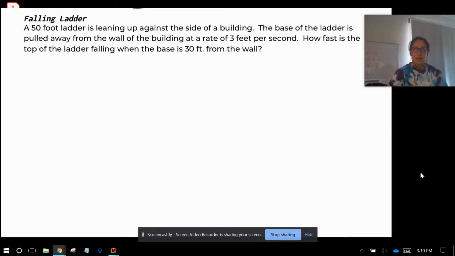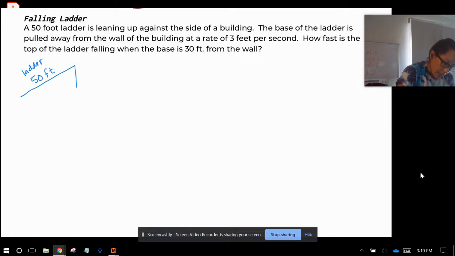A 50-foot ladder is leaning up against the side of a building. The base of the ladder is pulled away from the wall of the building at a rate of 3 feet per second. How fast is the top of the ladder falling when the base is 30 feet from the wall? So I have a ladder. It is 50 feet. Is the ladder's length ever going to change? No. Okay. This is the ladder.